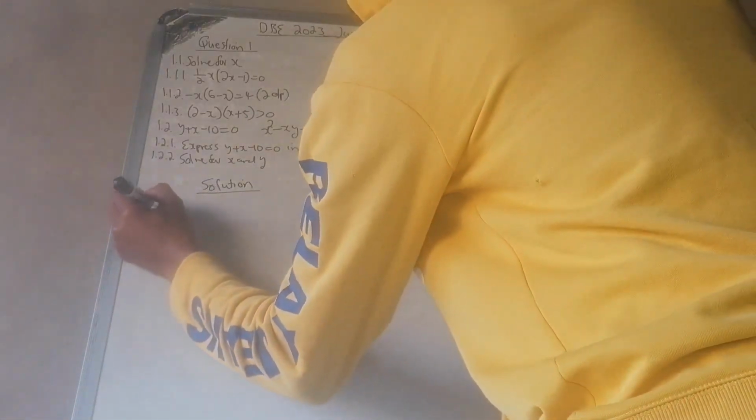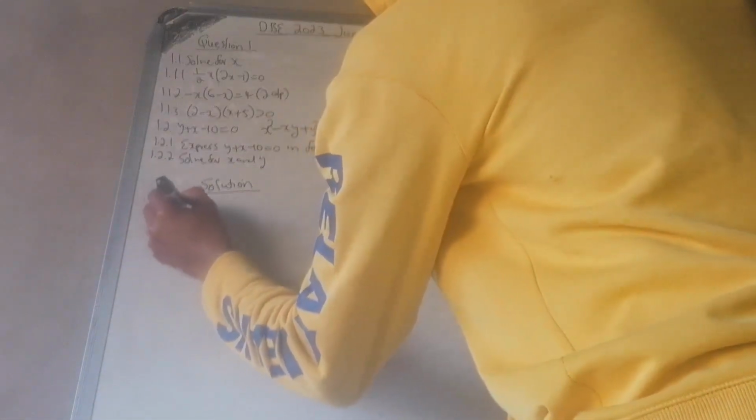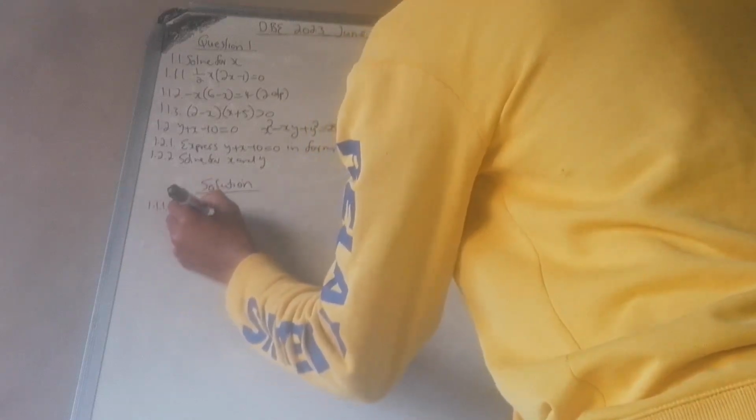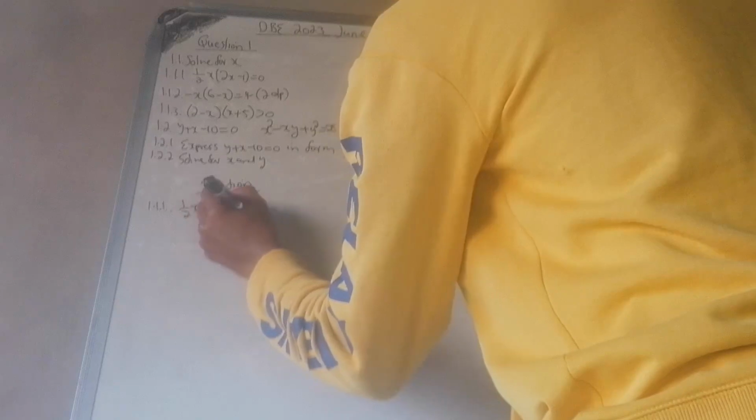So we have 1.1.1: 1/2 x into 2x minus 1 being equal to 0. Can somebody tell us what we are going to do if we want to solve for x? Somebody just give us a way forward.